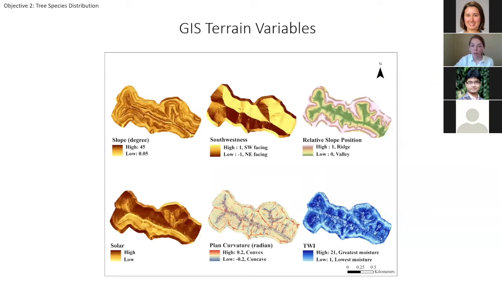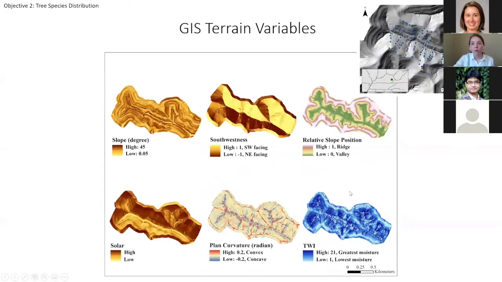So the GIS terrain variables are the same as our first objective. We have slope steepness, southwestness, relative slope position, solar radiation, plan curvature, and topographic wetness index. The only difference is that when we extract the values of those 100 plots for this objective, we used a 9x9 cell focal mean, which will reflect that the plot design for this objective was larger at 1/50th hectare, so we wanted to have a focal mean to reflect that.